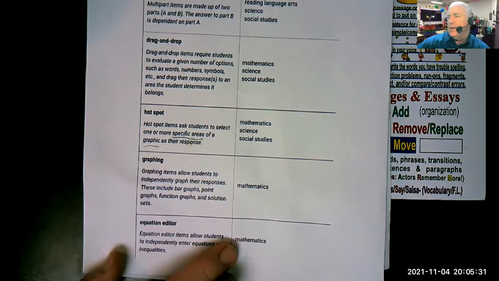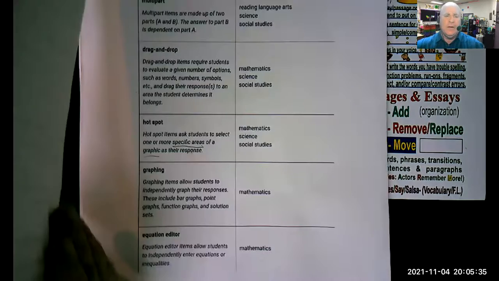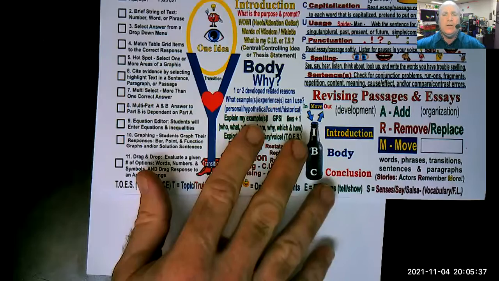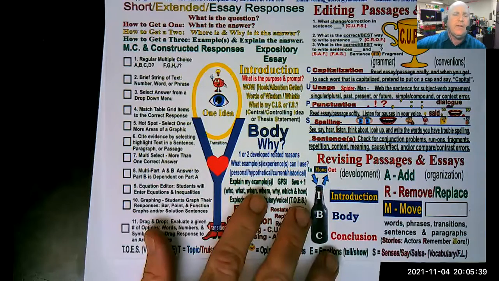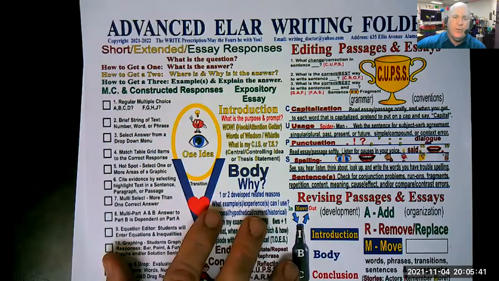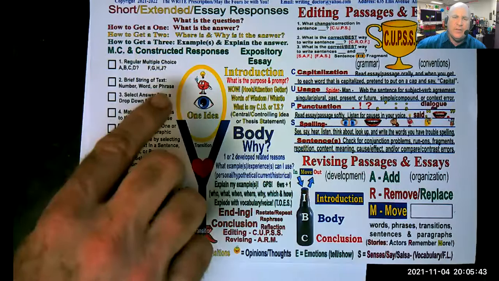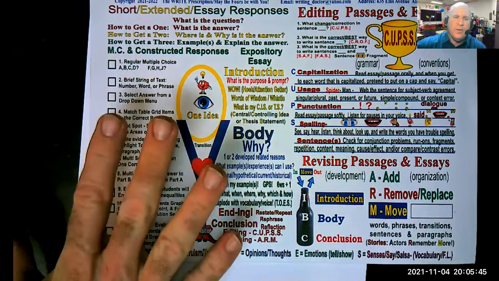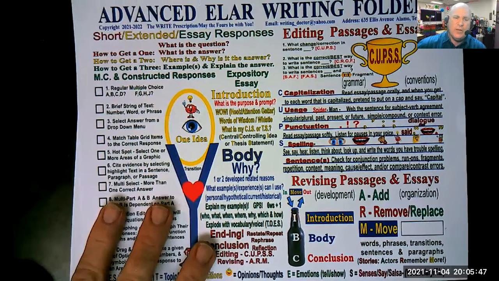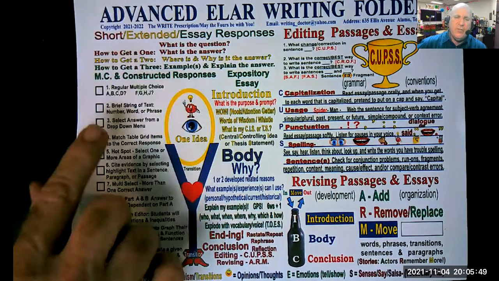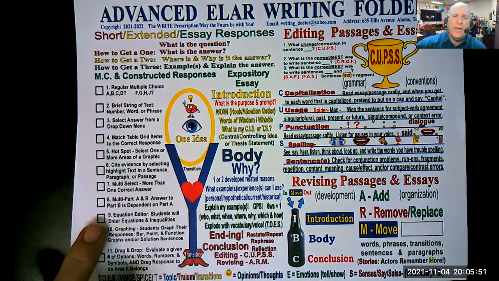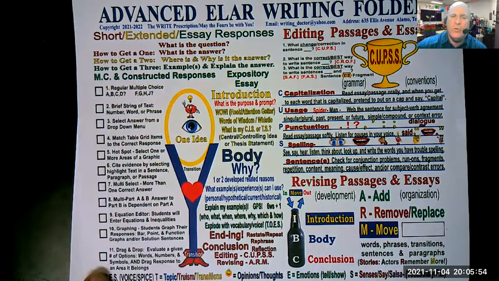Now, the list that you just saw is on my new advanced writing folders. If you get a copy of these, the digital copy or the hard copy, you can laminate them. That way the student can check off if they're getting one of those kinds of questions, or that short response was just worth 1 point.